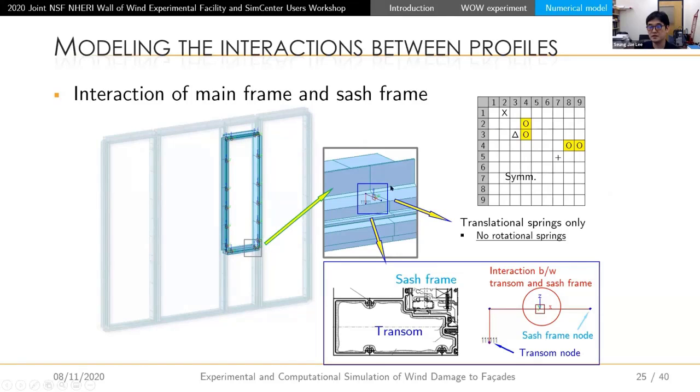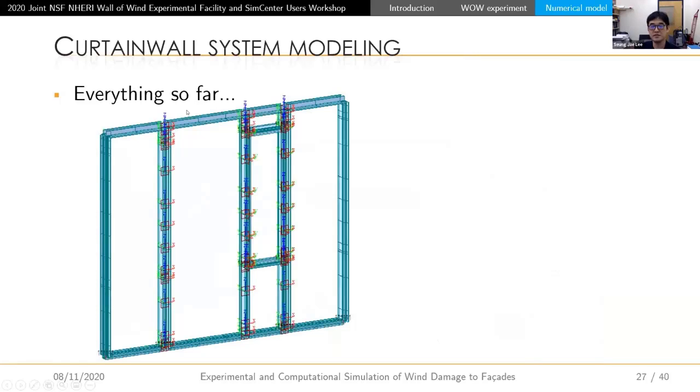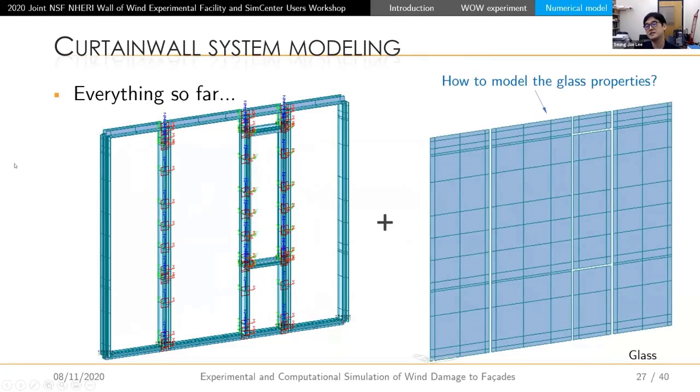But in this particular case, we didn't model the rotational spring because we couldn't anticipate rotation resistance between these two. But anyway, we basically use the same approach. And in the end, we could assemble this chassis frame to the main frame. So this is everything so far: the configuration, and then the springs modeled to represent the interaction. Next is how we can model the glass properties, and then how we can assemble those.